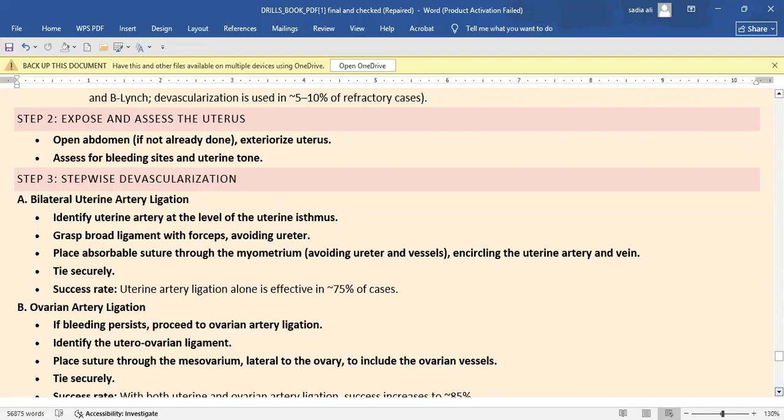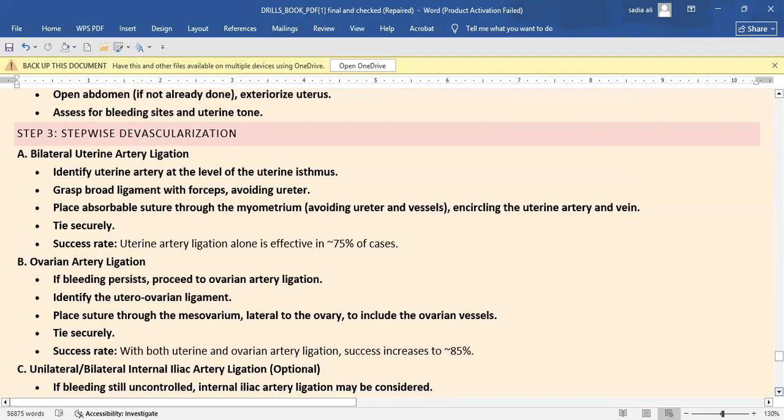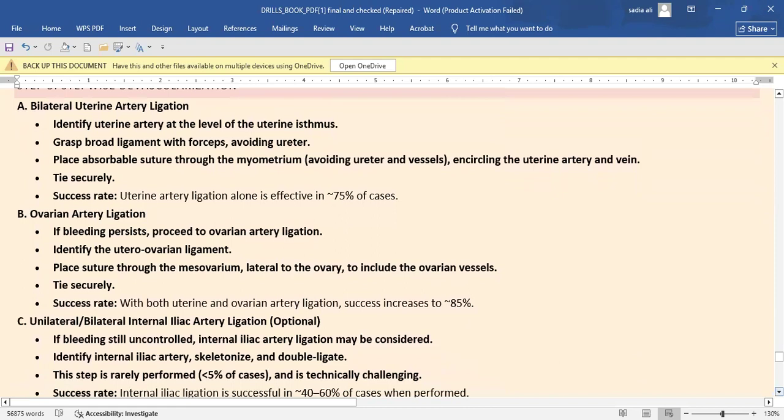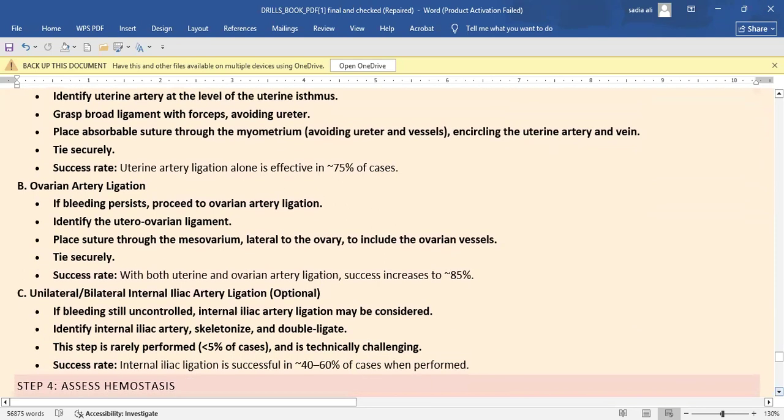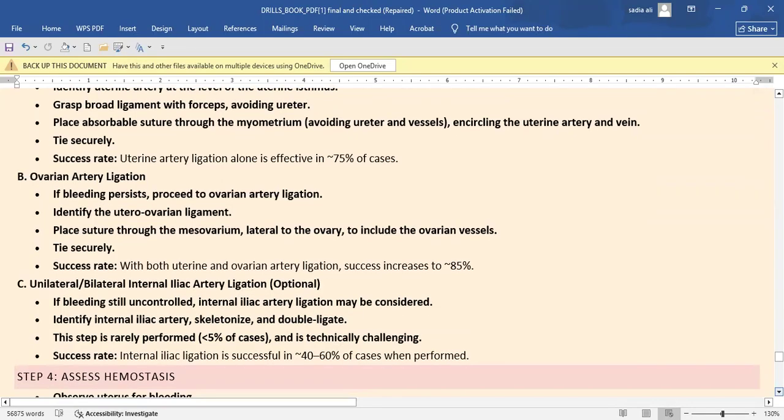The success rate of uterine ligation alone is maybe 75 to 80%. And then any question we want to ask? Okay, you are with me? Okay. Then ovarian artery ligation.